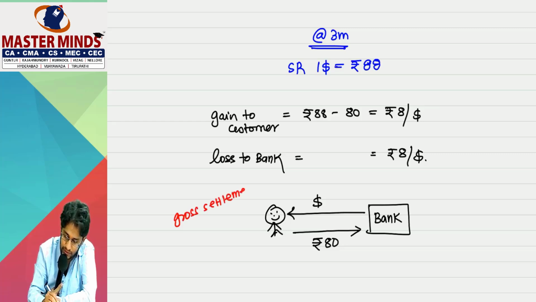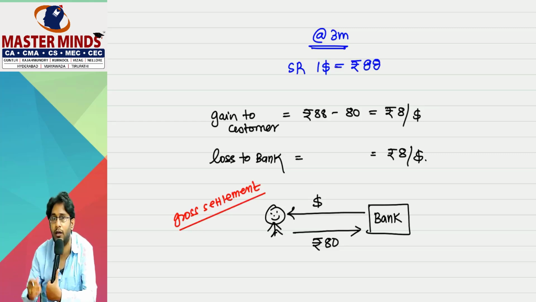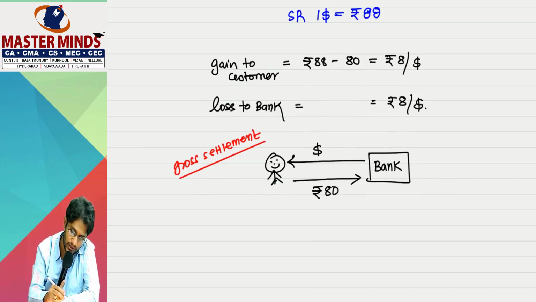Gross settlement means whatever you agreed to do, that you are doing. That is, you agreed to buy and you are actually buying. There is something called a net settlement also.